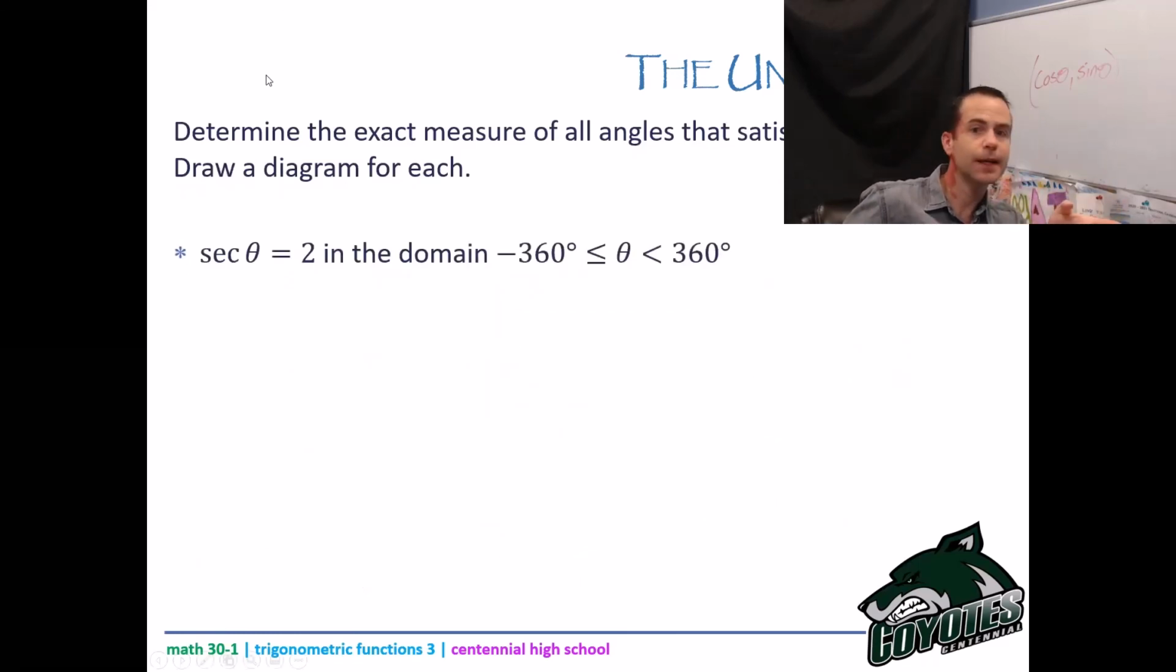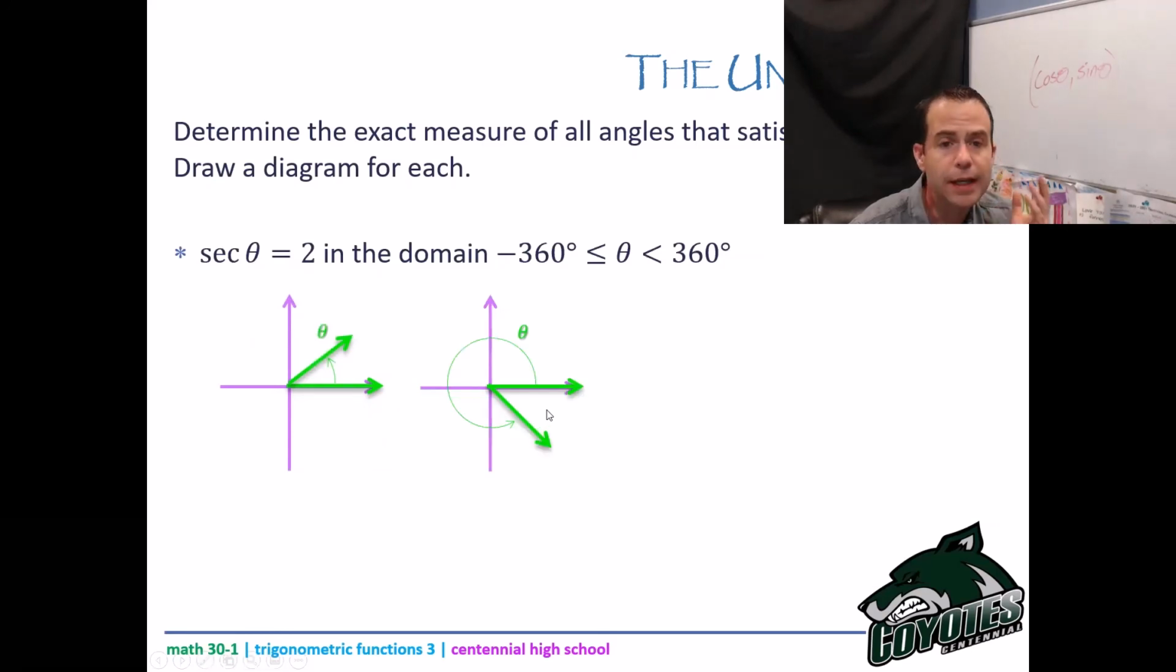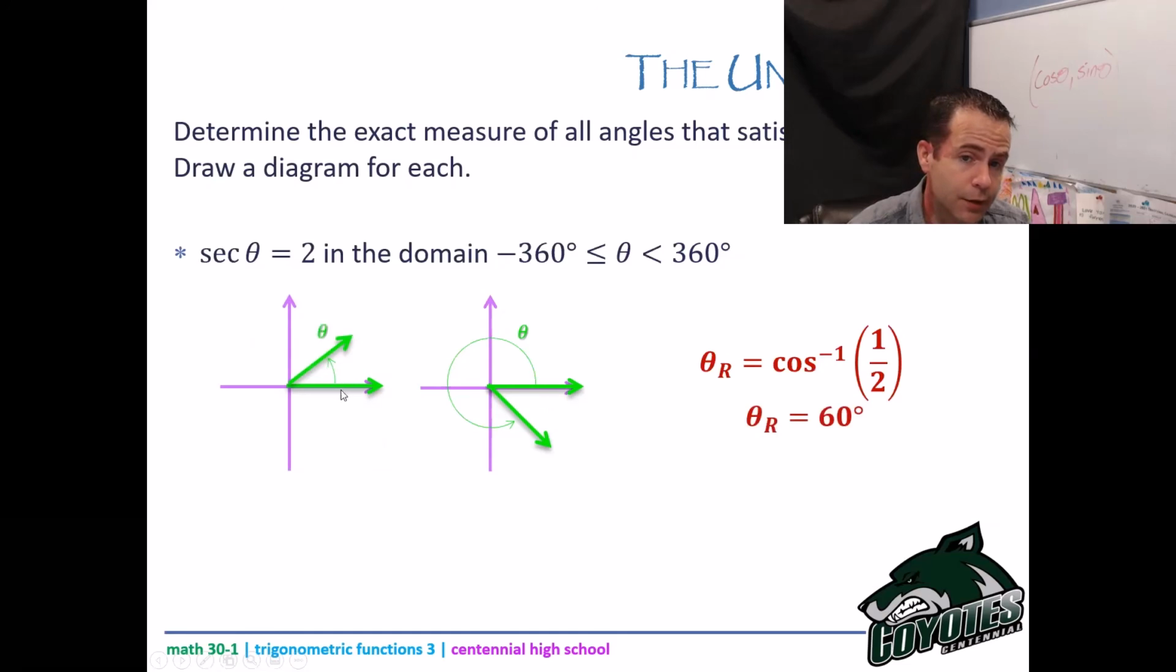Now, if secant of theta equals 2, secant's the flipped version of cos. So instead of looking at secant of theta equals 2, I'm just going to change that to cos of theta and flip the ratio. So saying secant of theta equals 2 is the same as saying cos of theta equals a half, okay? So for cos to be positive, I'm in quadrant 1 or quadrant 4. I need to figure out a reference angle. So I know that the reference angle will be the inverse cos of a half, and I know that that's a 60-degree angle. So I know I have 60 degrees here and 60 degrees here, okay?